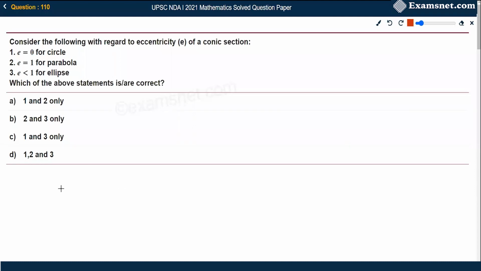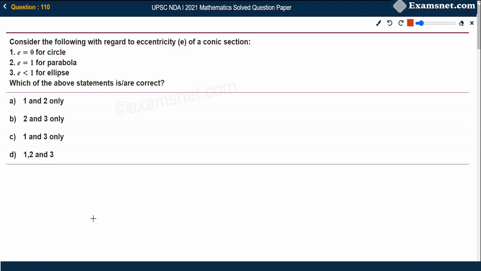In question number 110, it is given that consider the following with regard to the eccentricity of a conic section. There are 4 statements being given: E equals to 0 for circle, equals to 1 for parabola, and E less than 1 for ellipse. So let's check whether any one of the options or any 2 of the options or all the 3 options are correct or not.